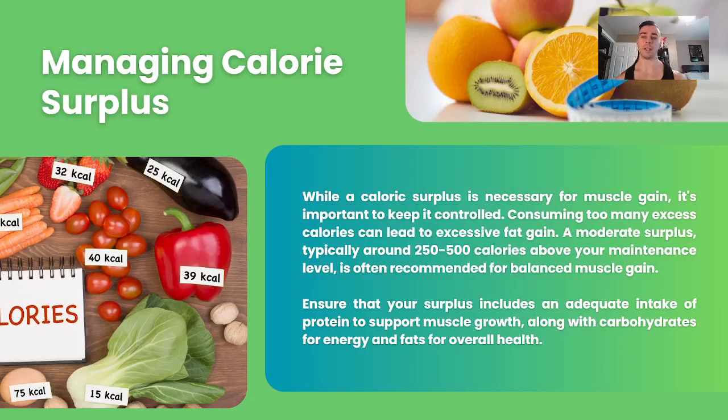Managing caloric surplus. While a caloric surplus is necessary for muscle gain, it's important to keep it controlled. Consuming too many excess calories can lead to excessive fat gain. So a moderate surplus is typically around 250 to 500 calories above your maintenance level. Let me explain what maintenance level is before I go any further. Maintenance level is basically the calories that your body needs to maintain itself at rest. So you need to be in a moderate surplus above that maintenance level.